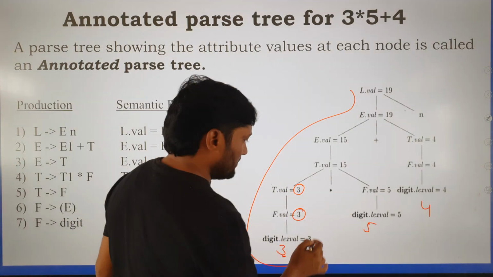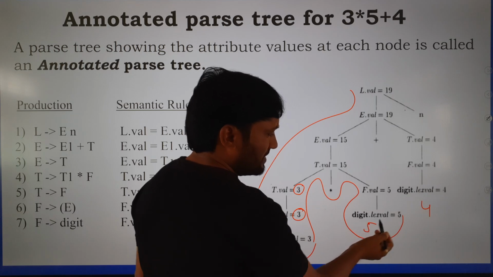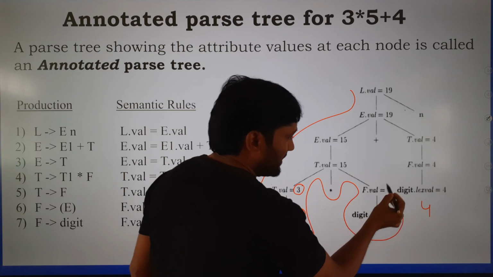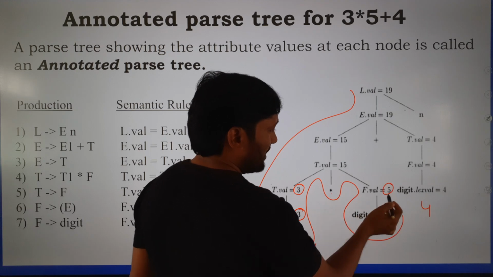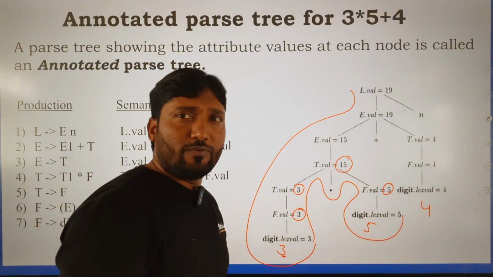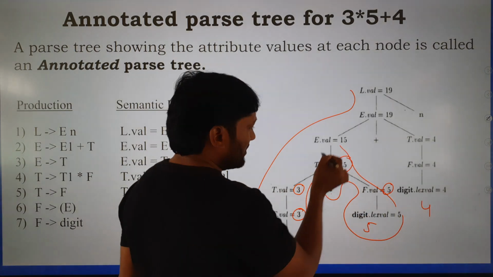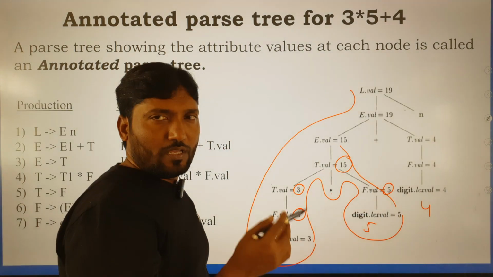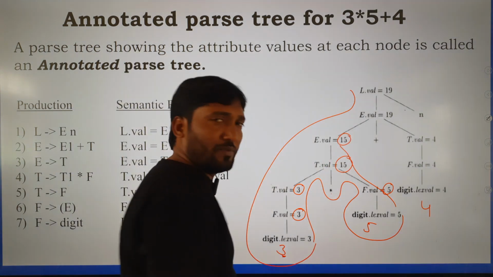Okay, now come to here, star, and come to here. Okay, so what is the digit dot lex value? 5. F dot value becomes 5. Okay, so now there is a 3 and there is a star and there is a 5. Okay, 3 into 5. What is the T dot value? T dot value becomes 15. Now E dot value derives T dot value. If the T dot value is 15, then automatically E dot value becomes 15.